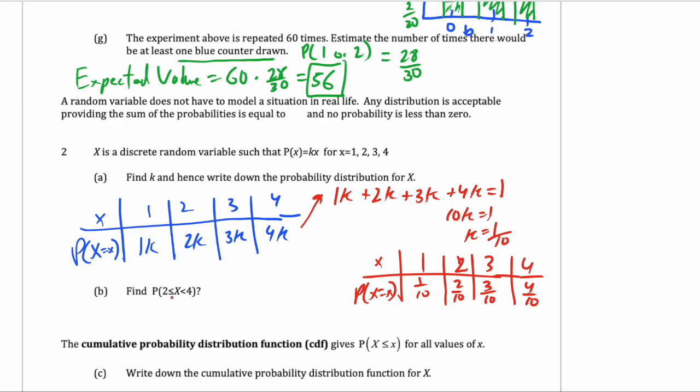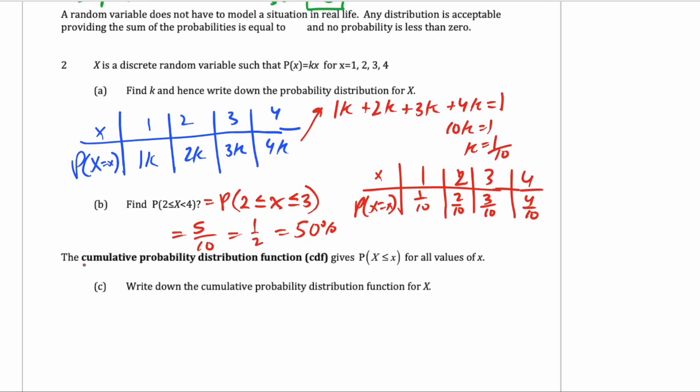Find the probability x is between 2 and 4, but not including 4. There's no equal sign there. So this is the same as the probability of x being between 2 and 3, or just the values 2 or 3. And that is, of course, just 5/10. You add those two together, or half, or 50%, if you will.